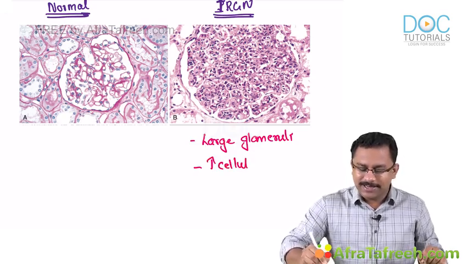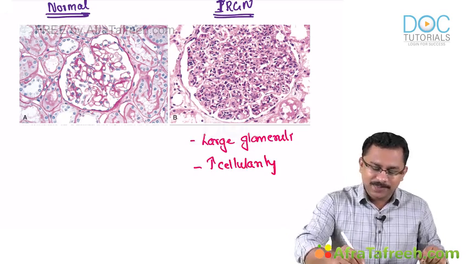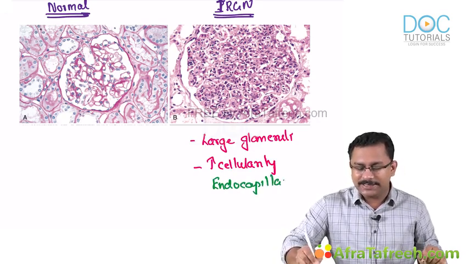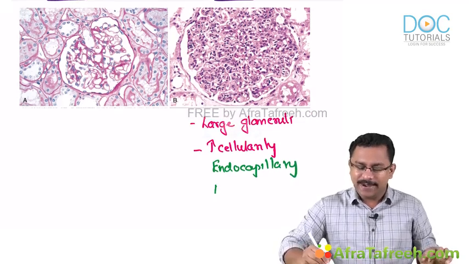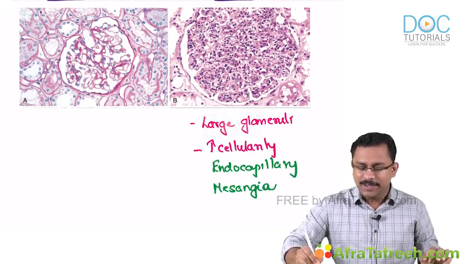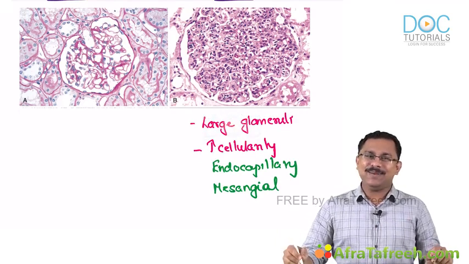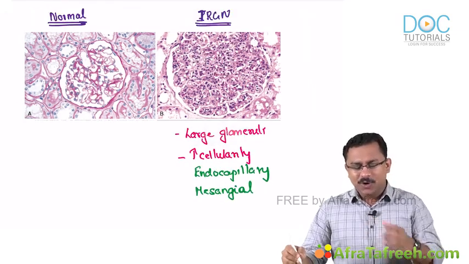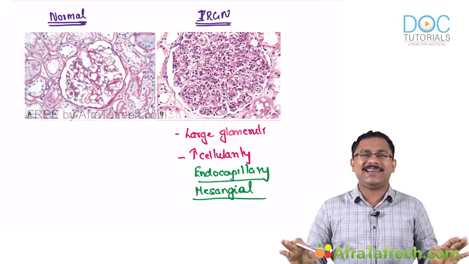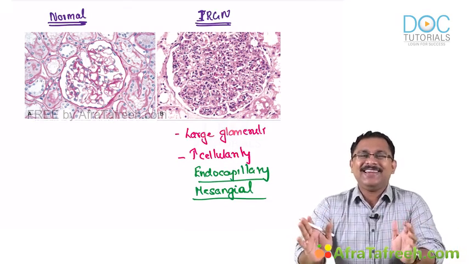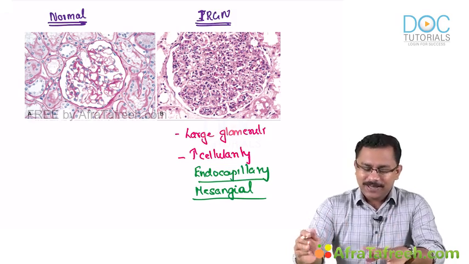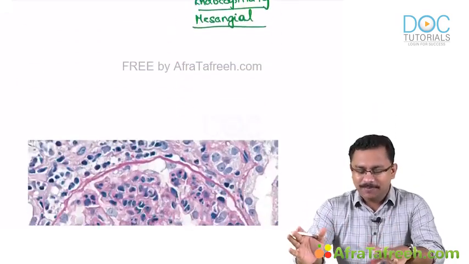There is increased cellularity in the endocapillary region, that is, an endocapillary proliferation is there, as well as a mesangial proliferation. So large glomeruli, increased cellularity in the endocapillary and mesangial layer, that is very, very clear in case of a light microscope. Yes, agree with me? All right. So light microscopy findings, that is very important.